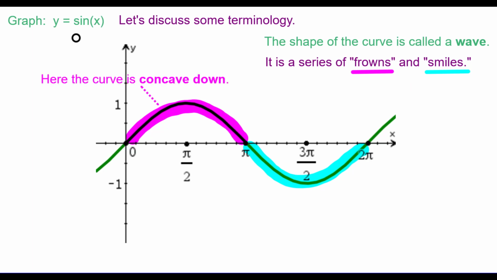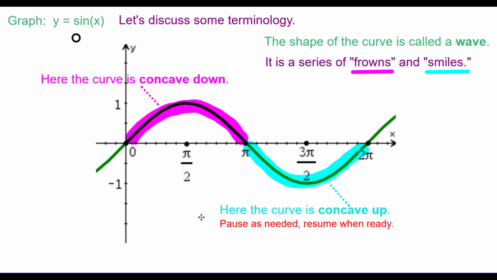Mathematically, though, we use the phrase, this curve is concave down in the first and second quadrants, and it's concave up here for the values in the third and fourth quadrants. So concave down versus concave up. Pause as needed. Resume when you're ready.